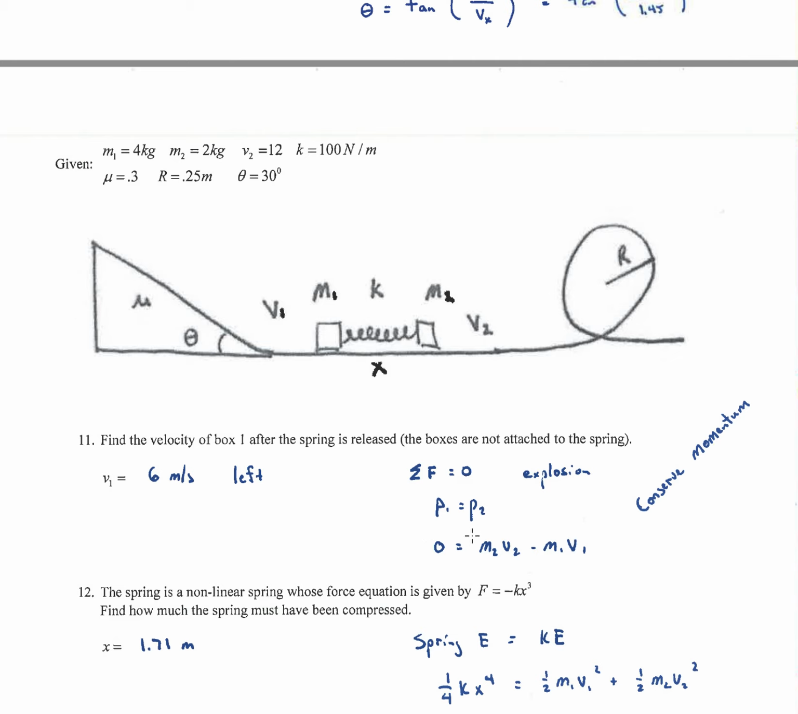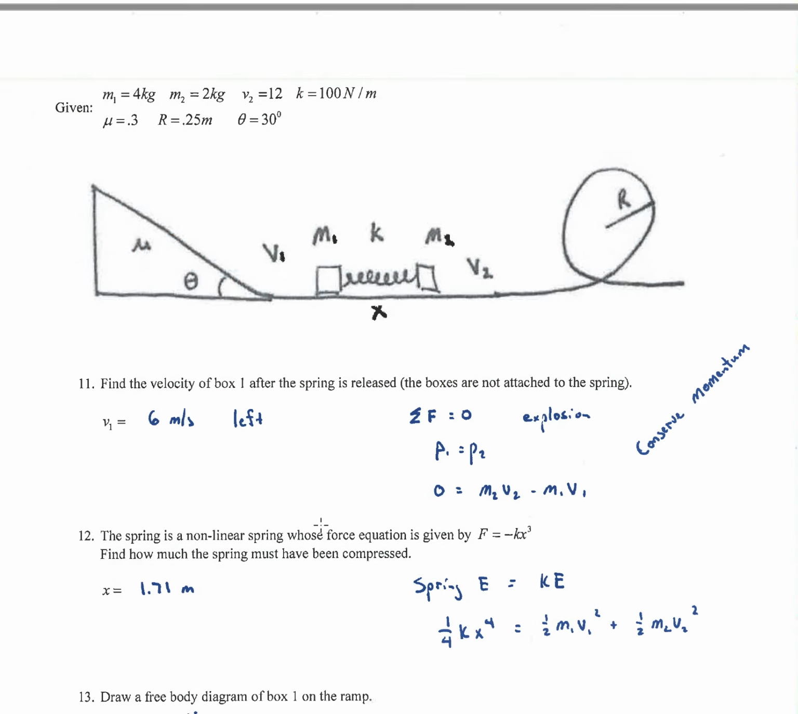The thing isn't moving. And really what we're saying is the momentum M2V2 to the right has to equal M1V1 to the left. And we know some of these values up here. And so we can figure out how fast V1 has to be moving to the left.